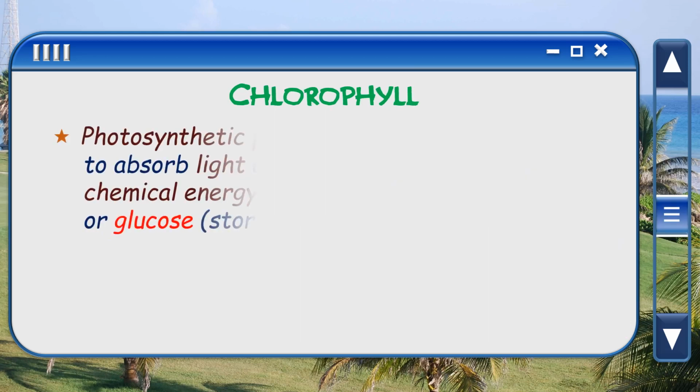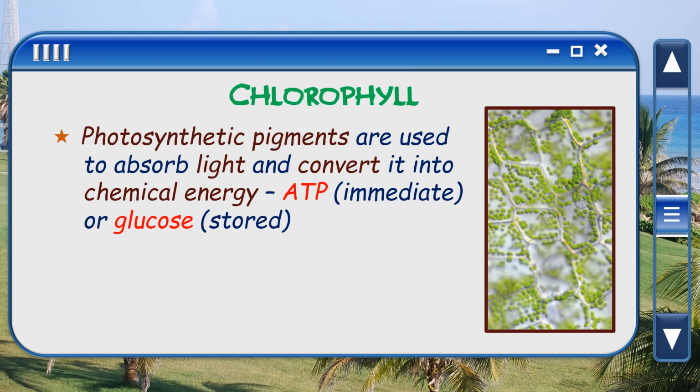Let's look at chlorophyll. Photosynthetic pigments are used to absorb light and convert it into chemical energy, that is ATP, which is an intermediate, or glucose where it is stored. So we have the photosynthetic pigment, and remember the photosynthetic pigment that we are talking about is chlorophyll. Chlorophyll is the photosynthetic pigment which is used to absorb sunlight energy and convert it into chemical energy, which we refer to as ATP, which is the immediate source of energy in the cell, or glucose, which is stored in the plant.